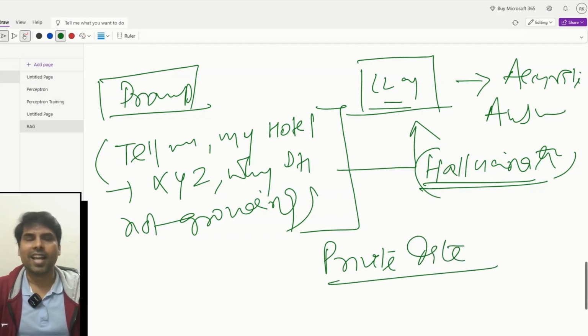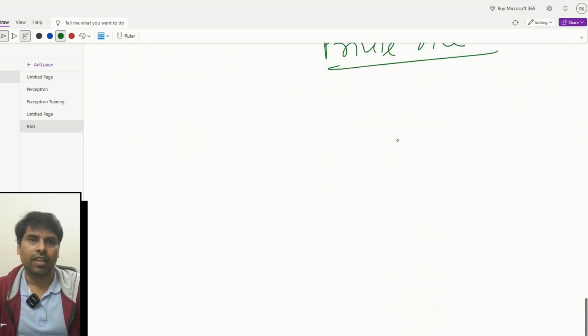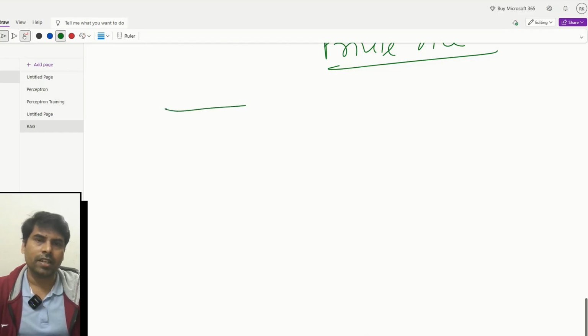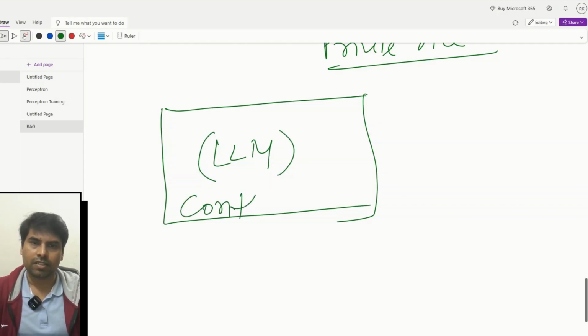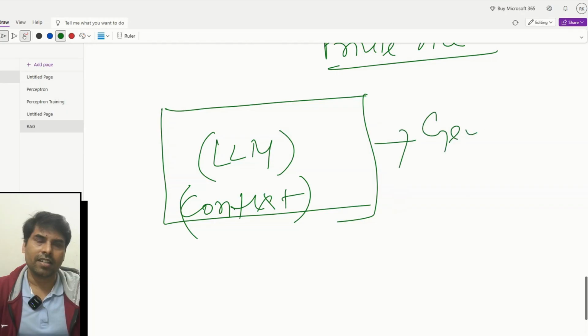How does this LLM work? As I discussed earlier, this LLM has been trained on massive data. Suppose this is my data set, and all the data are from the internet. So the LLM understands this data. The LLM is very capable if we have the context. Suppose this is the context. If the LLM has the right context, it can generate the right answer.